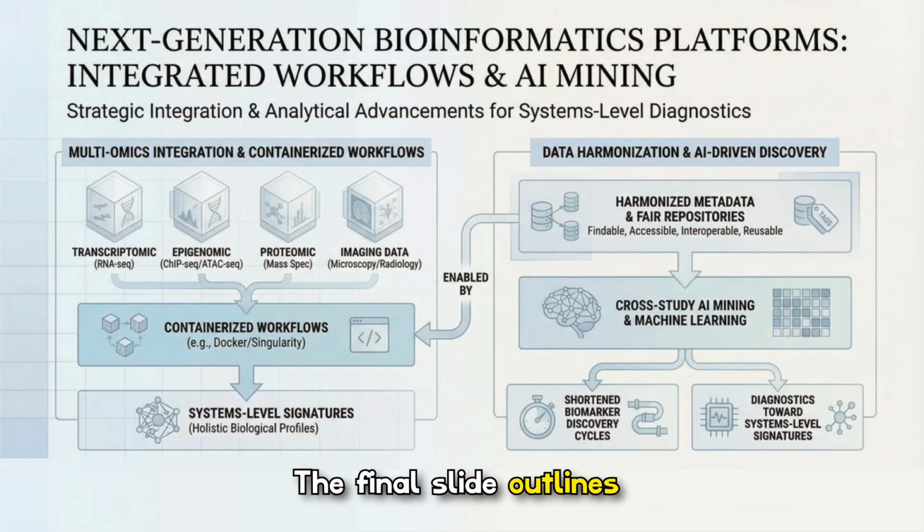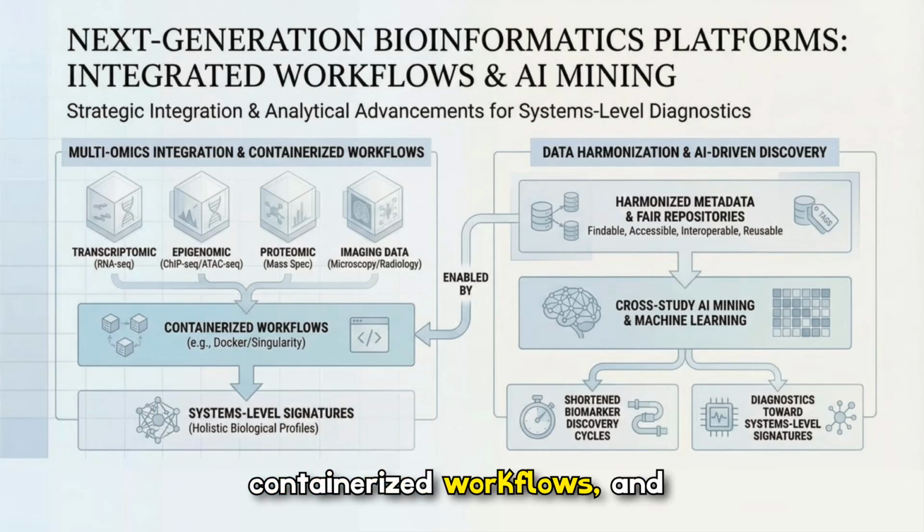The final slide outlines next-generation bioinformatics platforms that combine multi-omics integration, containerized workflows, and AI-driven discovery. Containerized pipelines harmonize transcriptomic, epigenomic, proteomic, and imaging data into systems-level signatures, while FAIR metadata and cross-study AI mining shorten biomarker discovery cycles and enable diagnostics that point toward holistic, systems-level biological signatures for translational impact.